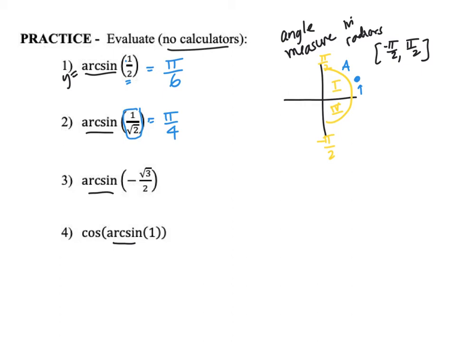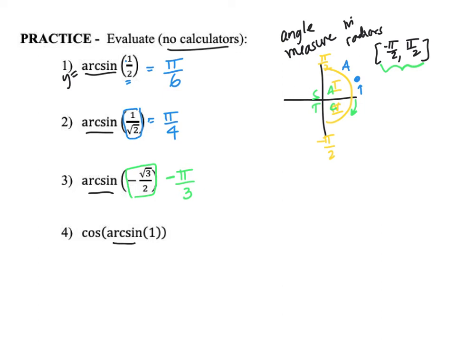Now for our third example, we want a negative value. And if we want a negative value, remember sine is negative in the fourth quadrant, so we're actually going to be doing a backwards rotation. So negative root 3 over 2: root 3 over 2 produces an angle measure of pi over 3, but because it's in the fourth quadrant and it has to be restricted in this domain, it's going to be negative pi over 3.